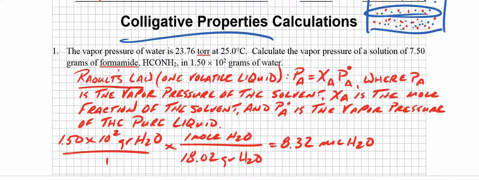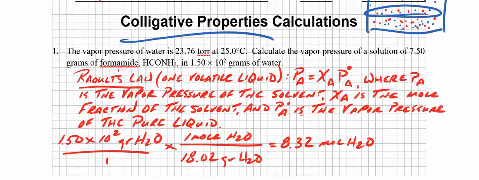P sub A is the vapor pressure of the solvent. That means when you've added whatever you're going to add, what's the new vapor pressure? That's what P sub A is. Chi sub A is the mole fraction of the solvent. And P sub A naught is the vapor pressure of the pure liquid. Now, we've been given that information in this problem.